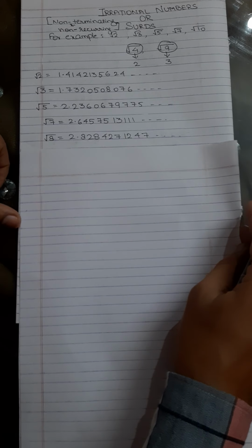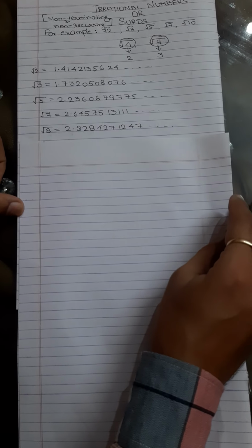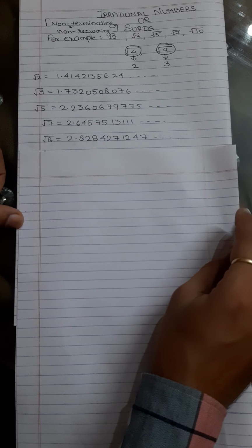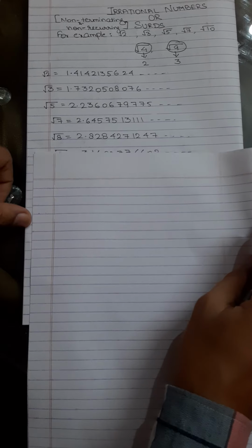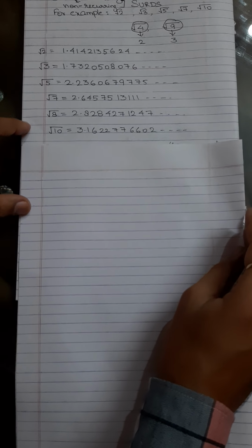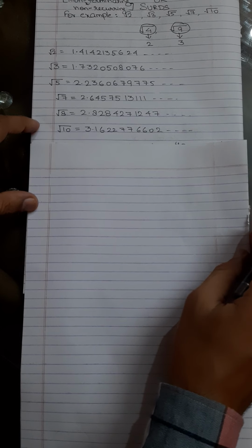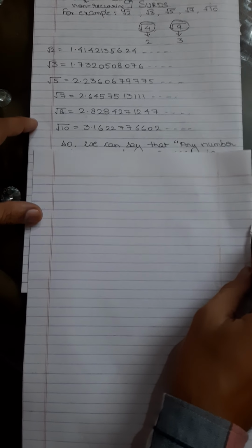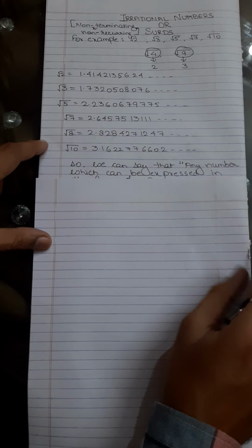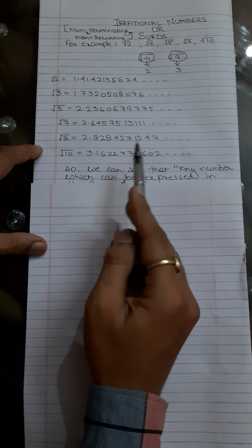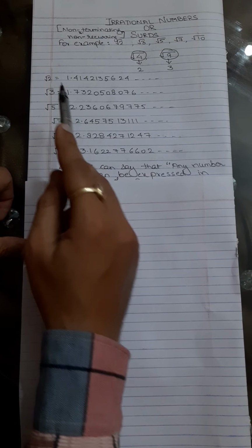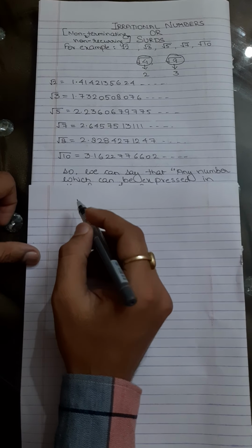Root 7 is 2.645751311, and so on. Root 8 is 2.82842711247, and so on. Root 10 is 3.1622776602. So in the above numbers we see that all the values are non-terminating as well as non-recurring. So they are the perfect examples of irrational numbers.